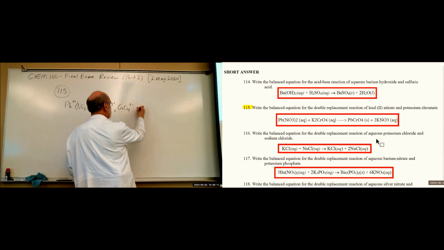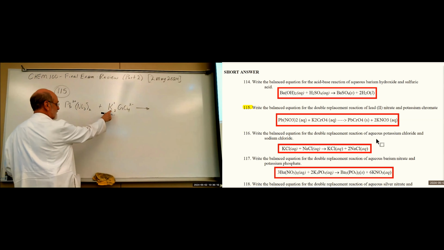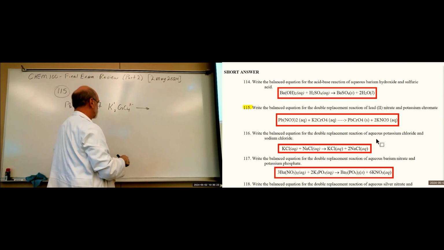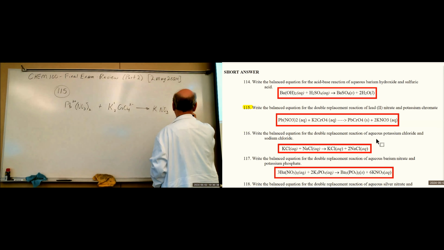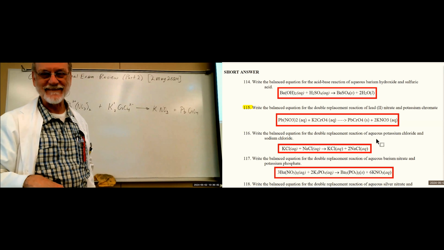So a double replacement reaction, or an exchange reaction, means that these cations swap places. So potassium ends up with nitrate. Okay. All right. -1, +1, that's good. And then lead ends up with chromate. Right? 2 minus, 2 plus. Okay.